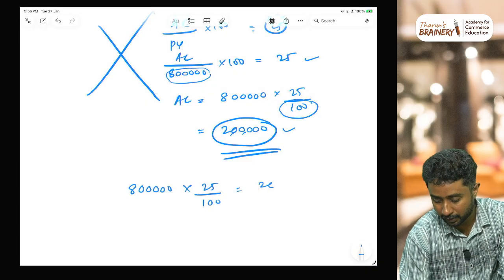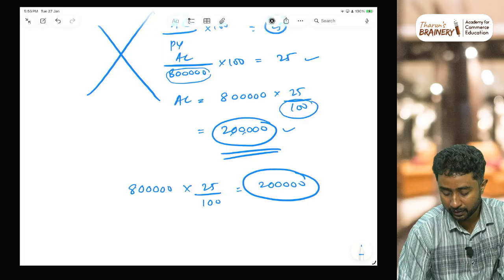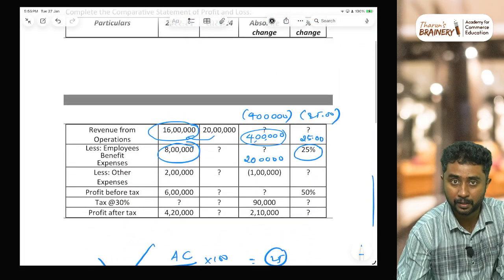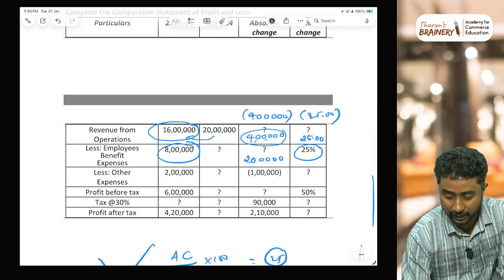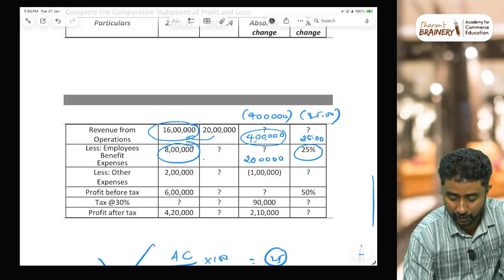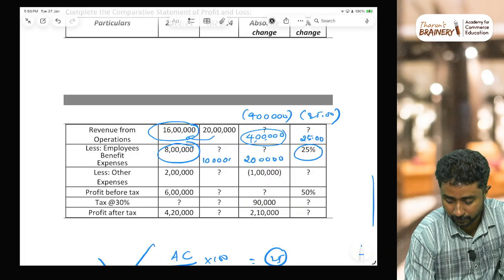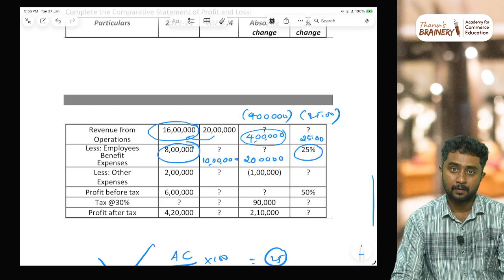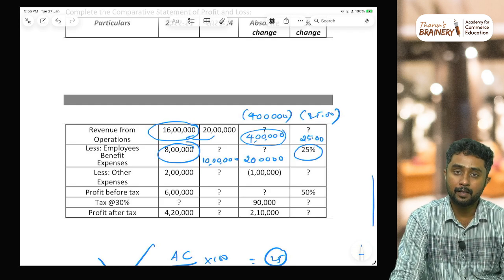So directly we will get how much? 2 lakh. That means the current year's value is 2 lakh more than the previous year's value. 2 lakh absolute change we can write there. 2 lakh more than the previous year's value means the current year's value will be 10 lakhs.